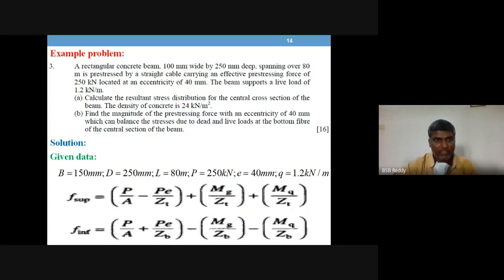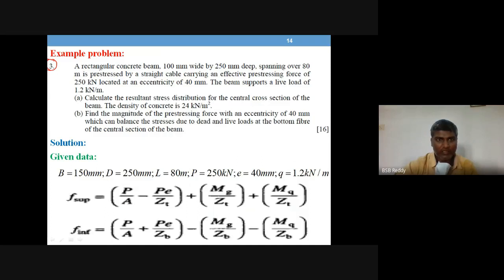This is an example taken from one of the JNTUK external examination questions, question number 3 from this Unit 2. You have to practice all these example problems, and also those from the prescribed textbook and from the old papers, the previous papers of JNTUK. Let us read the question first.